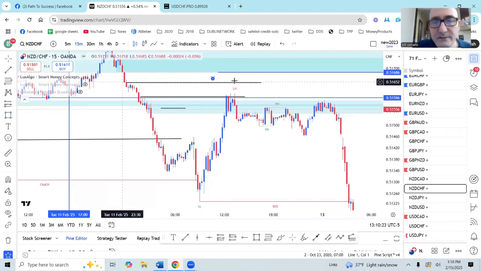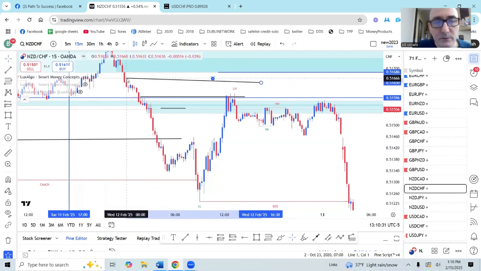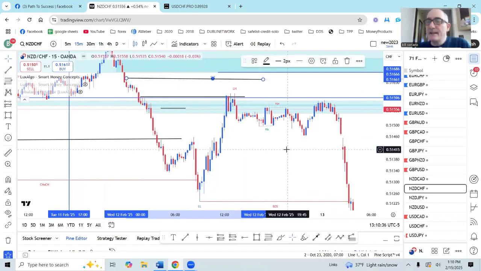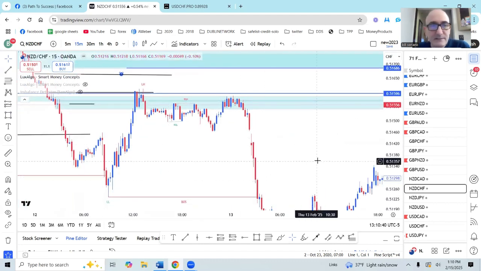I just put my invalidation, my stop loss, in the wrong place. I should have put it up here above these wicks, actually up above this one probably. Again, that affects the risk to reward on it. But look at the move it makes.